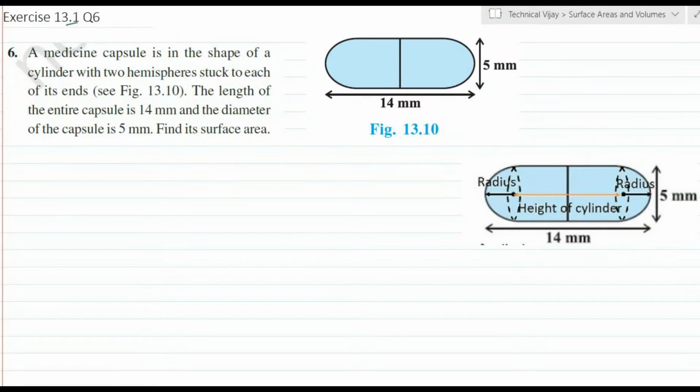Exercise 13.1, question number 6. A medicine capsule is in the shape of a cylinder with two hemispheres stuck to each of its ends. So in this way, this is one hemisphere and this is another hemisphere. The length of the entire capsule is 14 mm, and the diameter of the capsule is 5 mm.